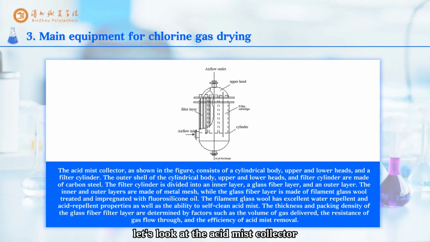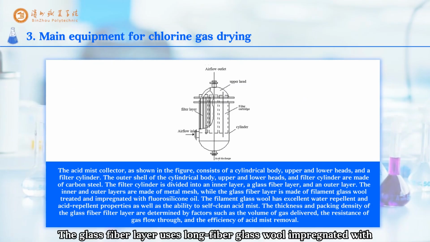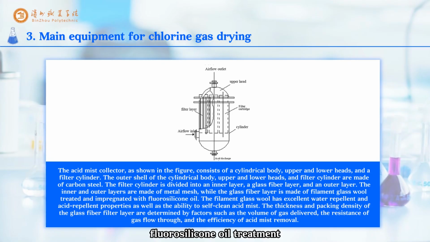Finally, let's look at the acid mist collector. As shown in the figure, it is composed of a cylindrical body, upper and lower end caps, and a filter cartridge. The cylindrical body, upper and lower end caps, and filter cartridge are made of carbon steel. The filter cartridge has an inner glass fiber layer, with metal mesh used for both inner and outer layers. The glass fiber layer uses long fiber glass wool impregnated with fluorosilicone oil treatment.